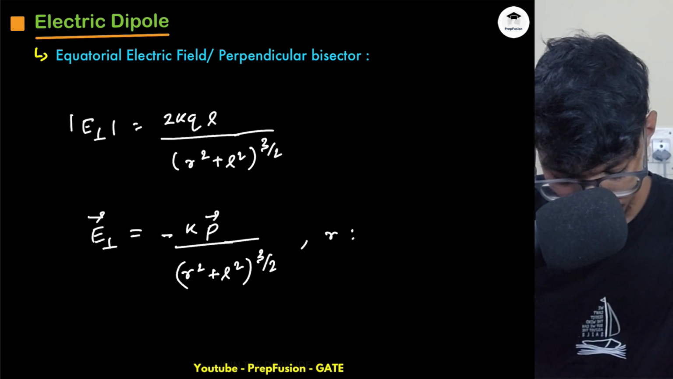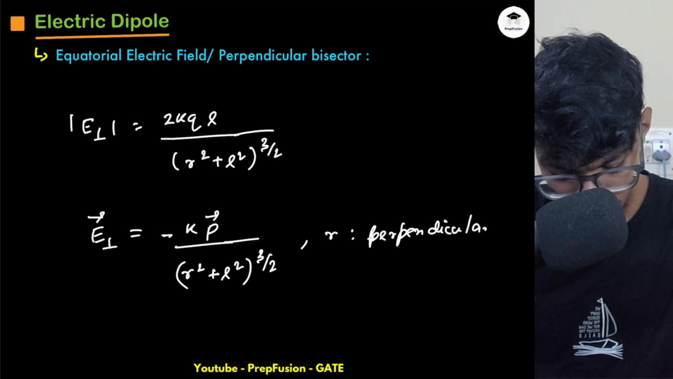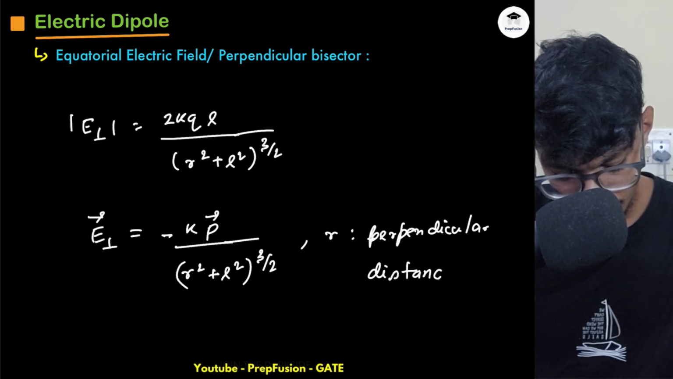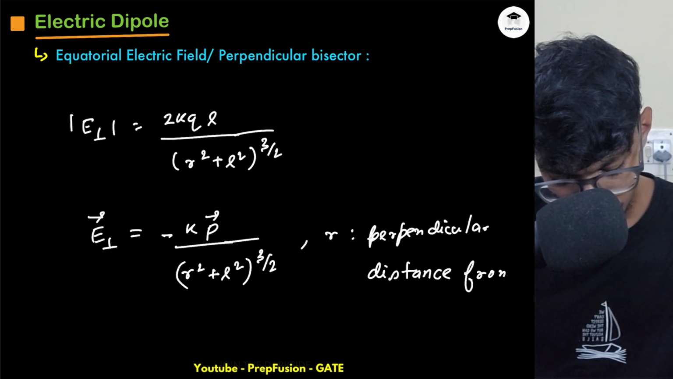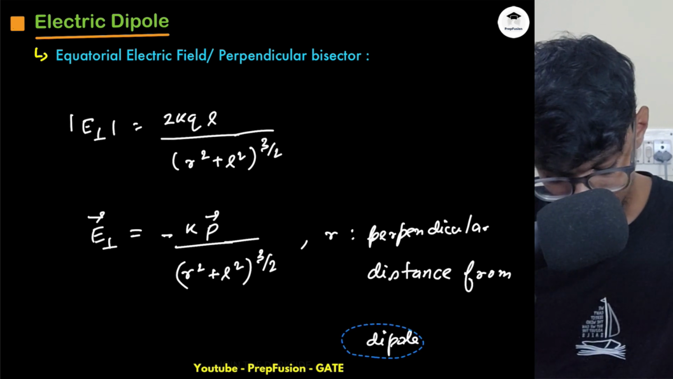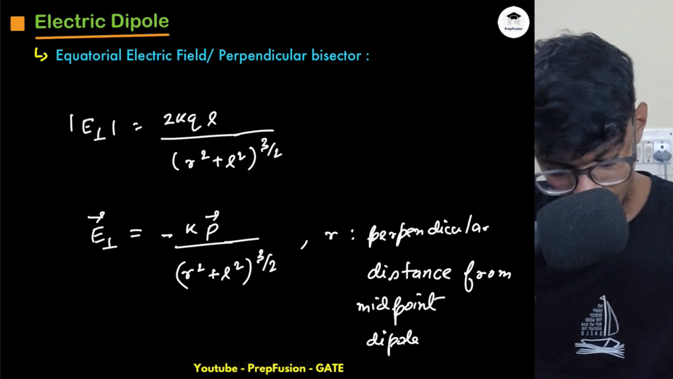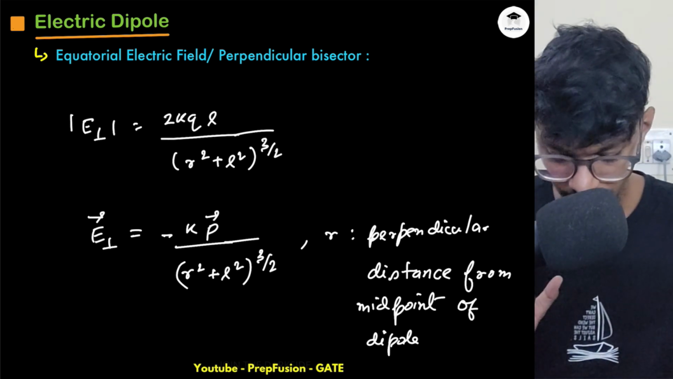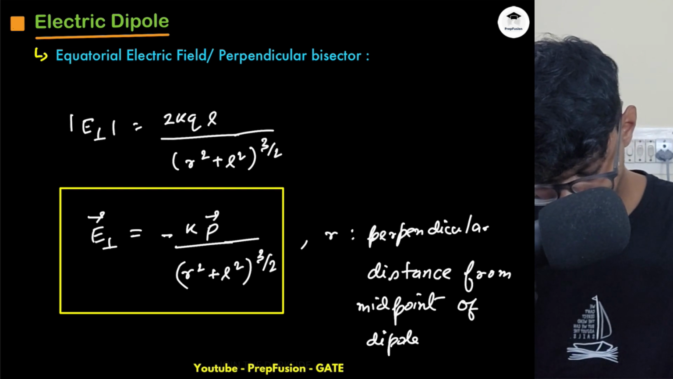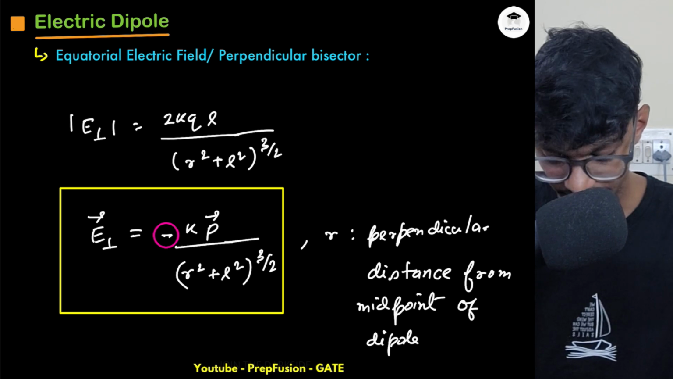is the perpendicular distance from the midpoint of the dipole. Okay, so this you have to remember. The direction is very important. Please remember the direction, this is very important. I will highlight this.